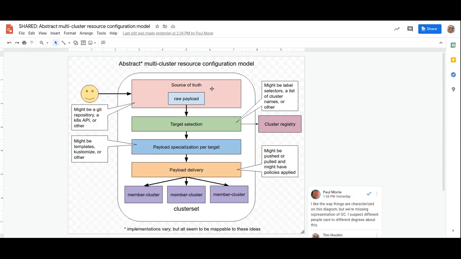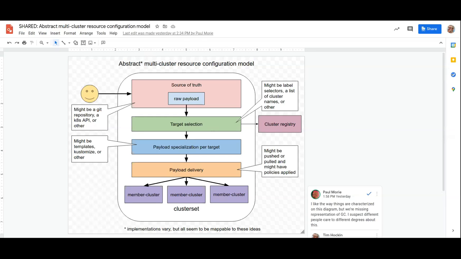Likewise, the payload delivery, just because the source of truth is Git doesn't mean that it's always going to be pulled or pushed. I could have an active agent who gets webhooks from GitHub and pushes down to member clusters, or I could have an agent in each member cluster polling GitHub directly, right? And so I liked the stages kept independent. Sorry, I'm talking a lot.